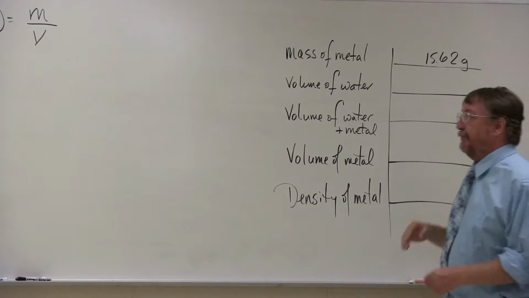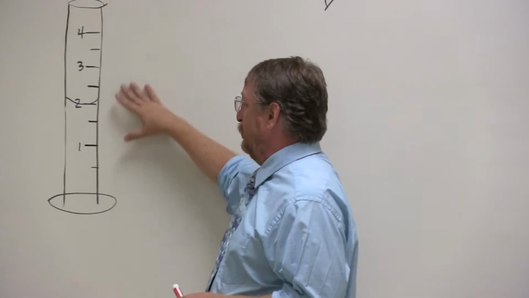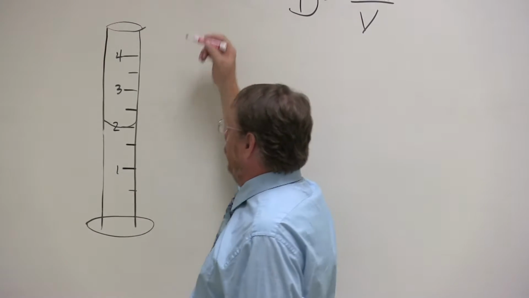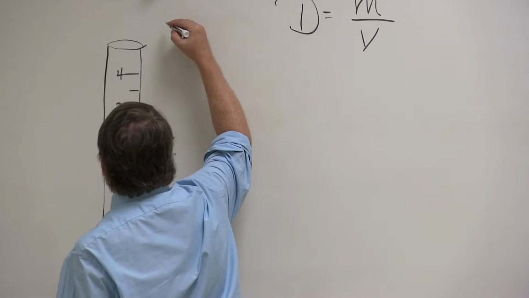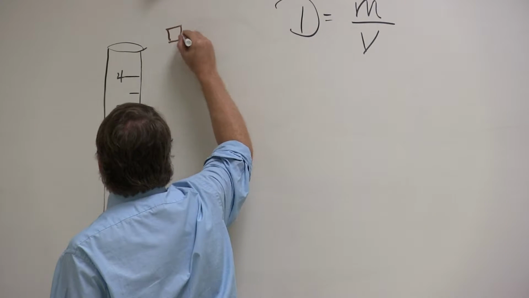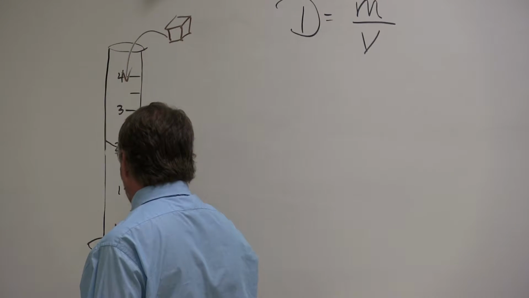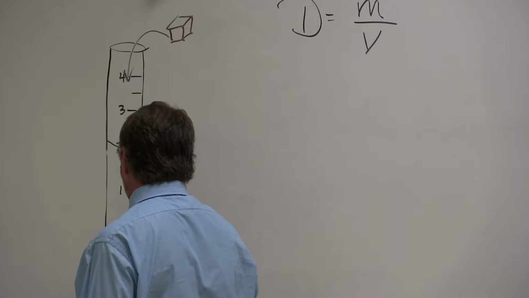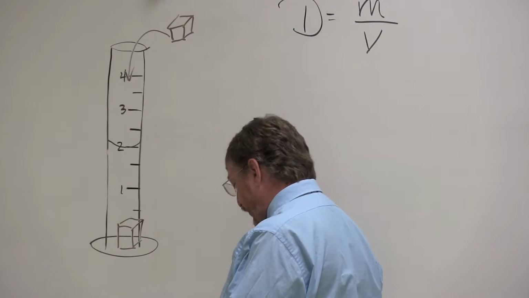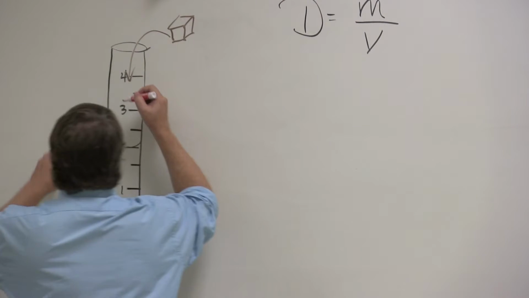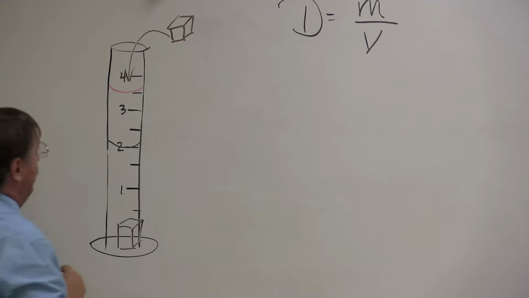What we're going to do is take that piece of metal and drop it into some water. So here's a fictional graduated cylinder. We're going to take this piece of metal and drop it down into the graduated cylinder. So here's my piece of metal, and I'm going to drop it down. When I drop it down, obviously, it's going to sit at the bottom because it's going to be more dense than the water is. When I do that, the level of the water is going to rise. And so the water level is going to rise to, we'll just put it right there.